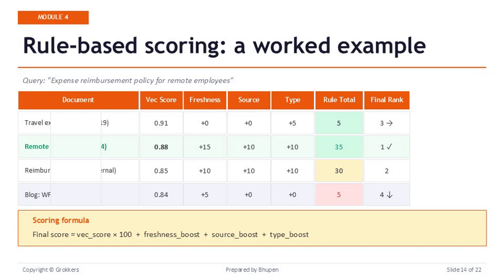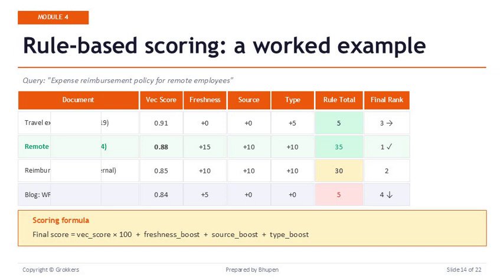Its rule total of 35 catapults it to rank 1. See the formula at the bottom? It is beautifully simple. Take the vector score, multiply by 100, then add your metadata boosts. No neural network, no GPU, just arithmetic that encodes your organization's priorities.